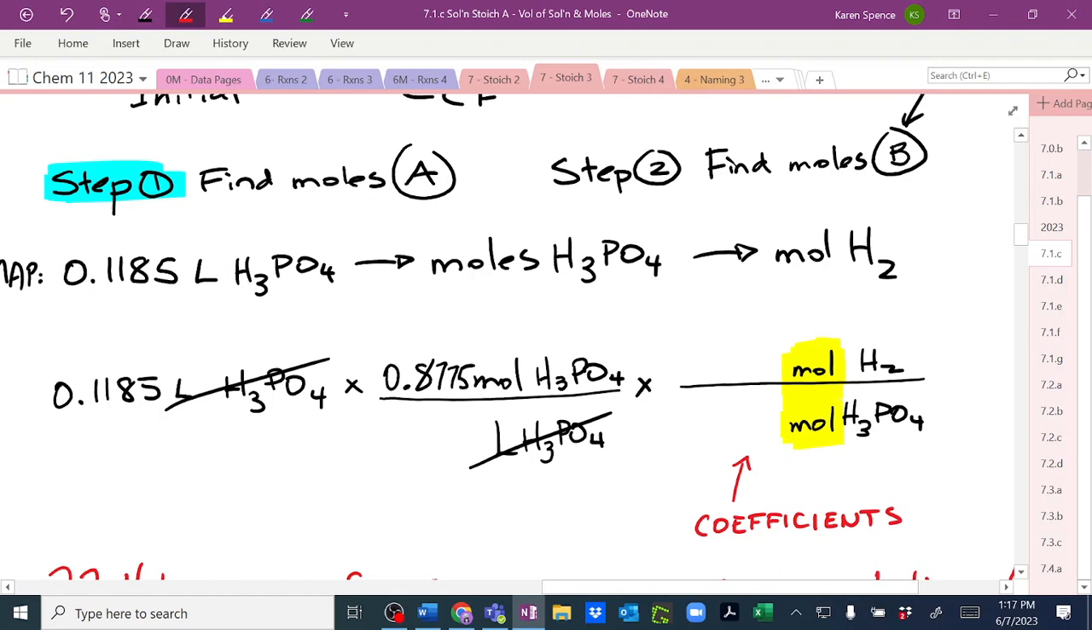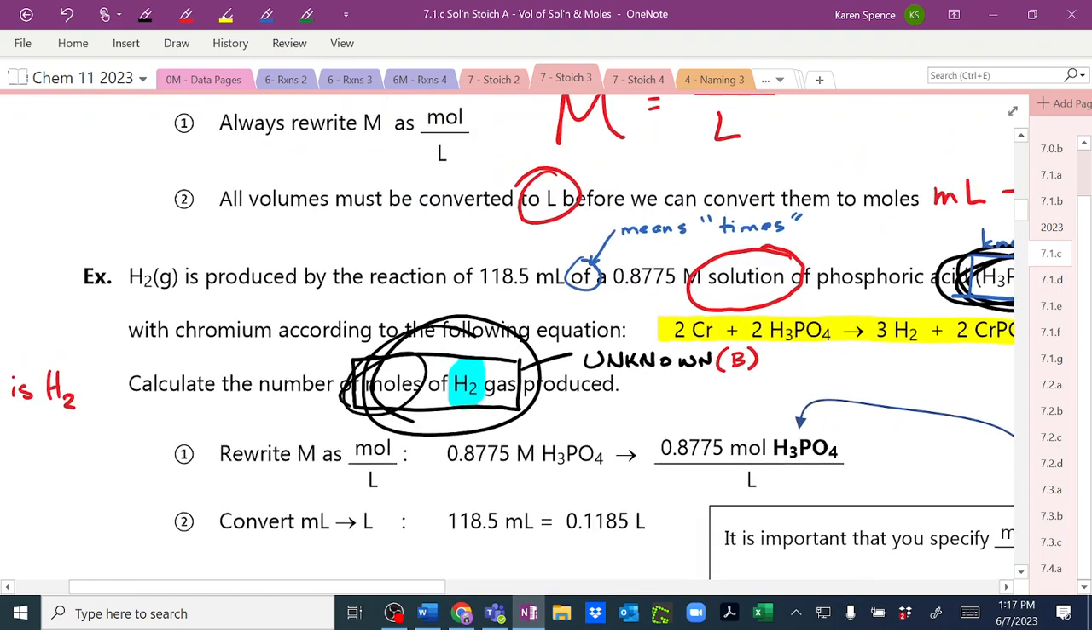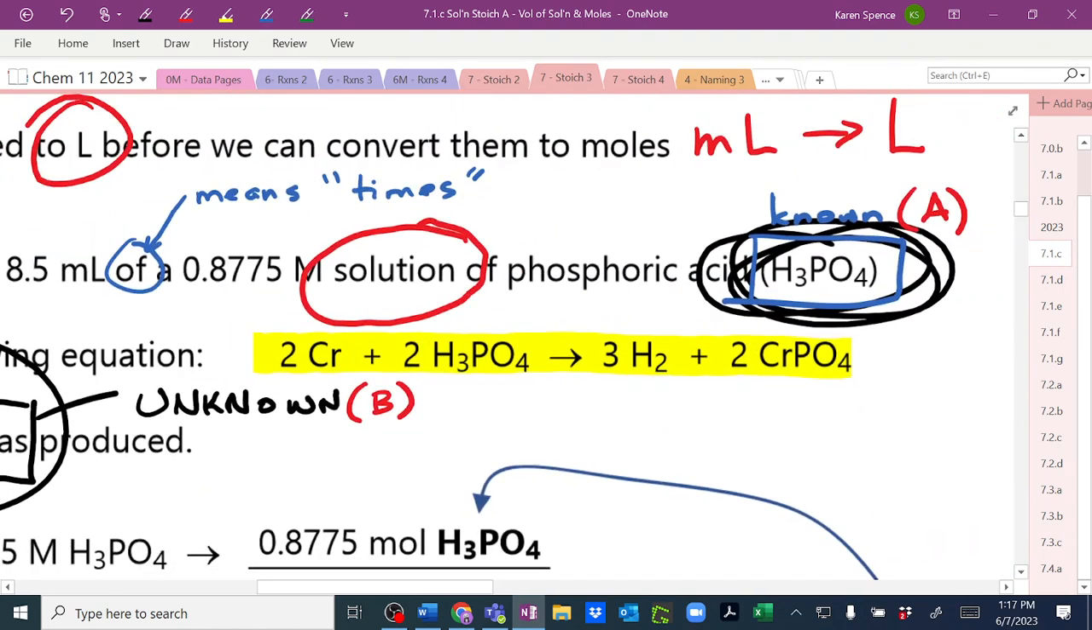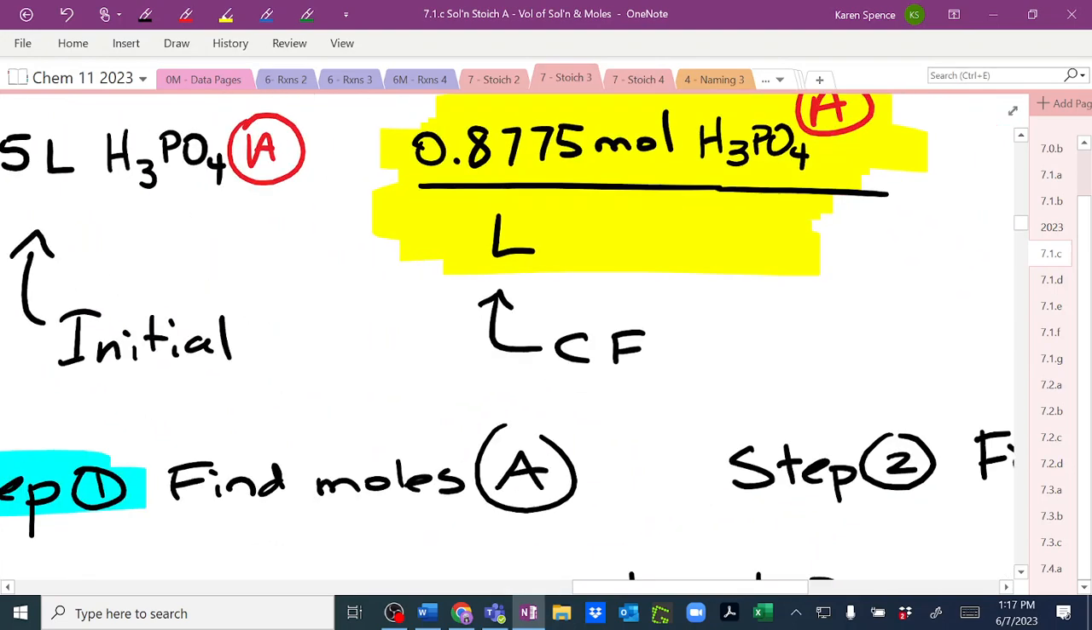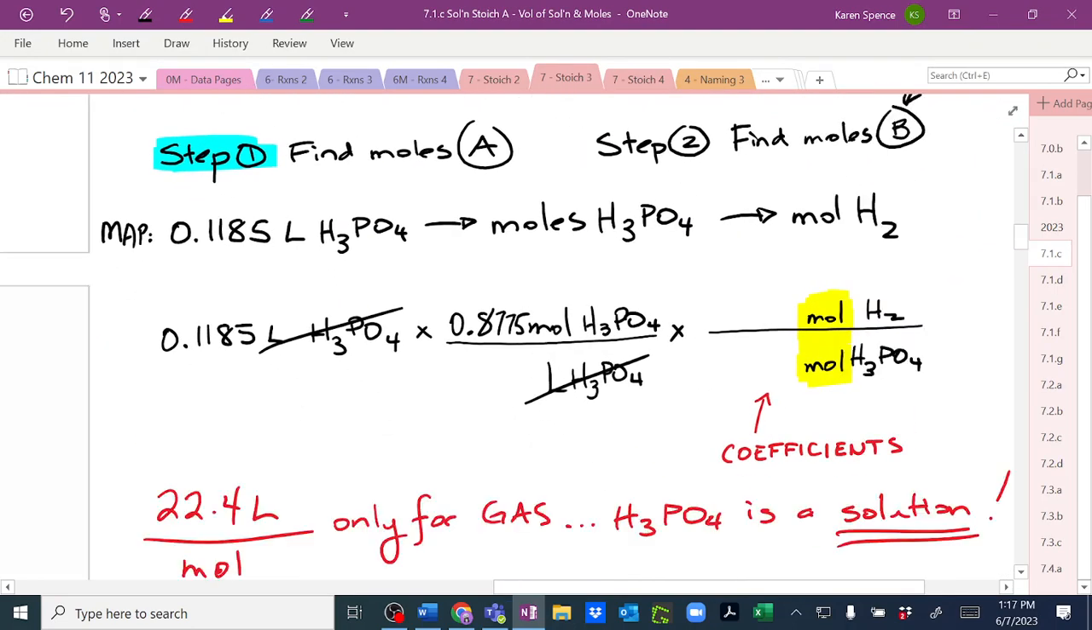Okay, and what are they? I think we can go look them up. There's our reaction there. Oh, okay. We've got a 3 in front of the H2 and a 2 in front of the H3PO4. I could have predicted that, but that's okay. We had a 3 in front of the H2 and a 2 in front of the H3PO4.